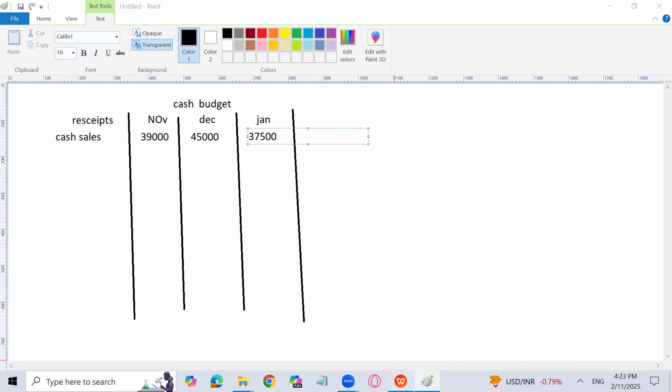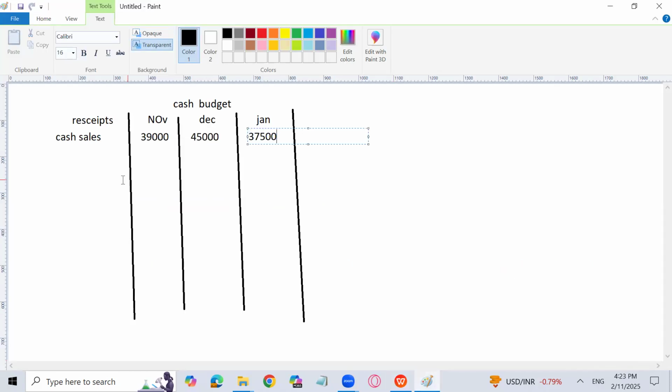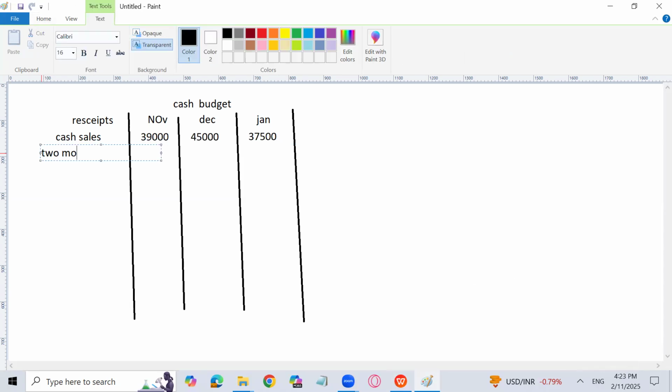Okay. Next. Remaining customers pay 2 months after sale. It is estimated that 2% of the trade receivable will be irrecoverable. So it's not about discount. So we will write here 2 months after sale. We are getting the amount 2 months after sale.